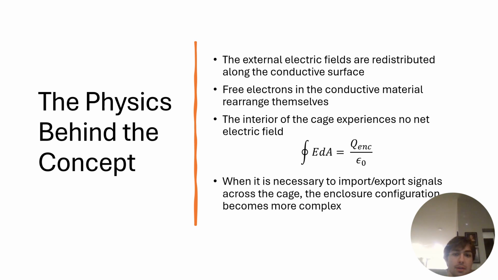So the electric fields are redistributed along the surface of the Faraday cage. So the Faraday cage has free moving electrons flowing about the material that the cage is made out of. And when a field attempts to pass through the cage, instead of entering the cage, it will move the electrons that are already free on the material.